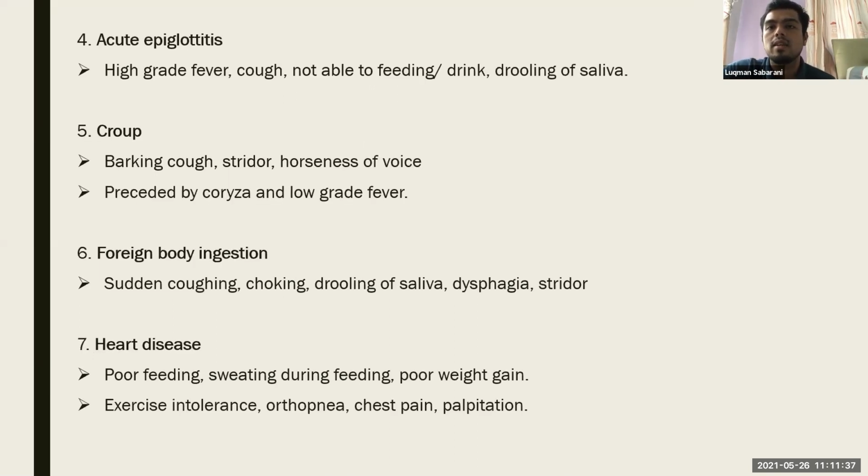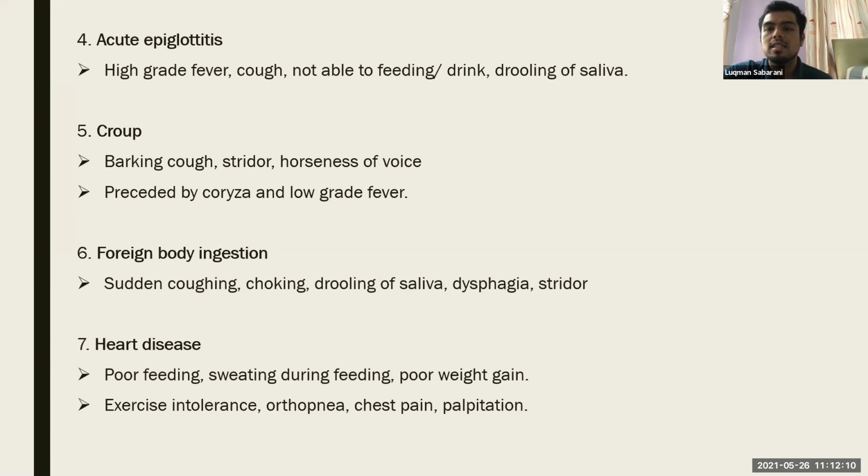The next is acute epiglottitis, where the patient has high-grade fever, cough, is not able to feed or drink, and has drooling of saliva. And then croup, where usually the patient will have preceding coryza and low-grade fever, and then they will manifest barking cough, stridor, and hoarseness of voice. Next is foreign body ingestion, where the patient has sudden coughing, choking, drooling of saliva, dysphagia, and also stridor.